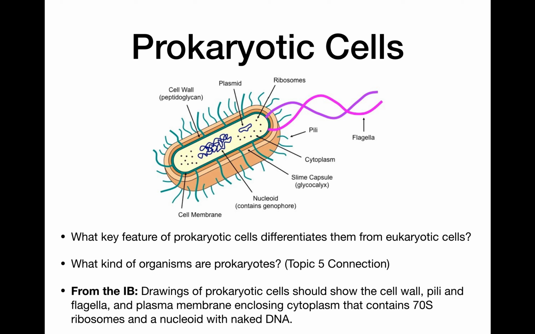What the IB says they want you to be able to draw of a prokaryote should include the cell wall, pili, those little hairs coming out of the prokaryote, and the flagella, as well as a plasma membrane, including cytoplasm that contains 70S ribosomes and a nucleoid with naked DNA. We'll go through what a 70S ribosome means a little bit later in today's lesson, but those are the things you need to be able to draw.